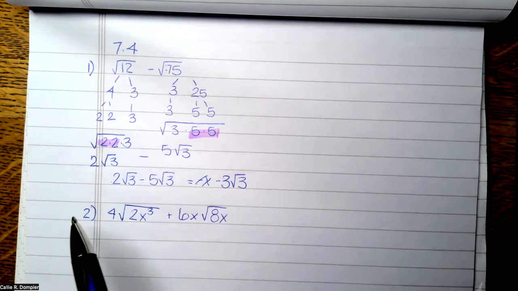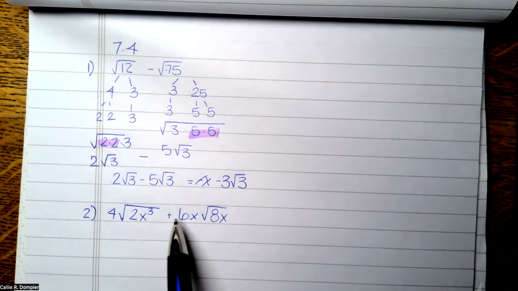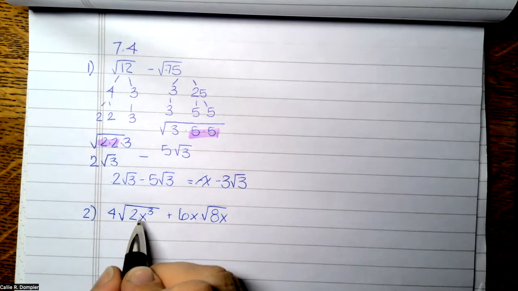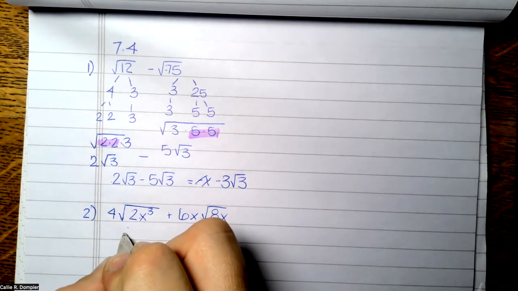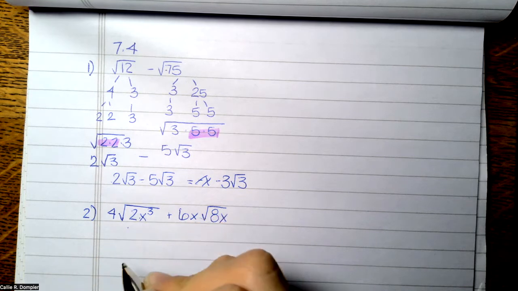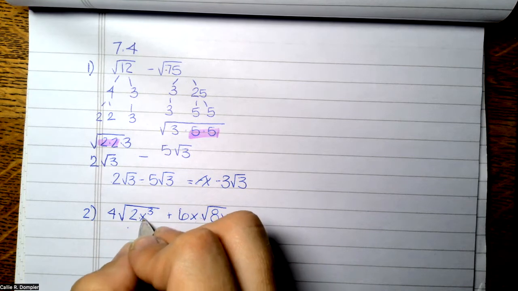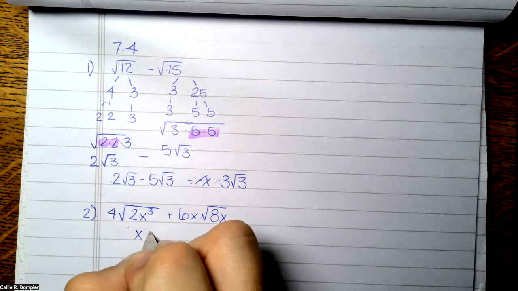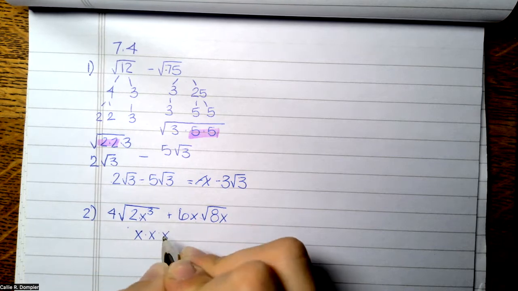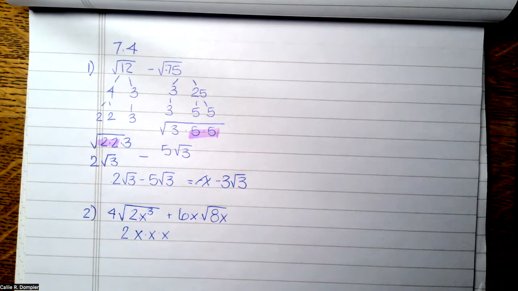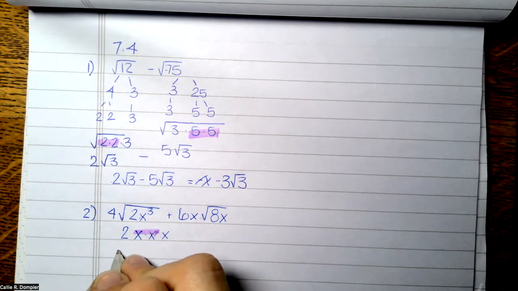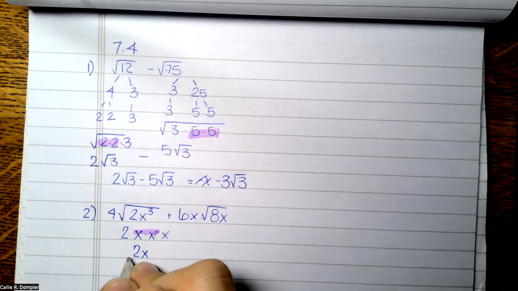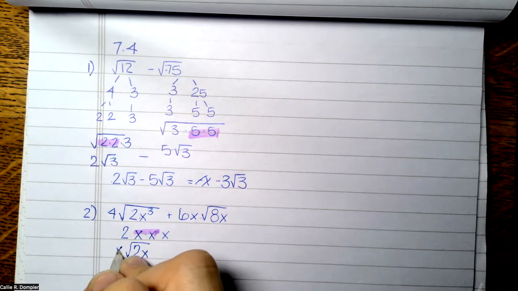Number 2 is 4 times the square root of 2x to the third plus 6x times the square root of 8x. We're doing the exact same thing. So 2x to the third. 2 is a prime number and it's not a perfect square, but x to the third, right? That makes 3 x's. So I can take these two out and I'm left with 2x under the radical, right? And I have an x out here now.